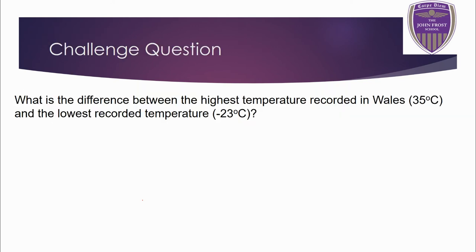What is the difference between the highest temperature recorded in Wales, 35 degrees Celsius, and the lowest recorded temperature, minus 23 degrees Celsius? So we're trying to find the difference between these two numbers. So pause the video and see if you can find out what the difference is between 35 and minus 23. Best of luck.